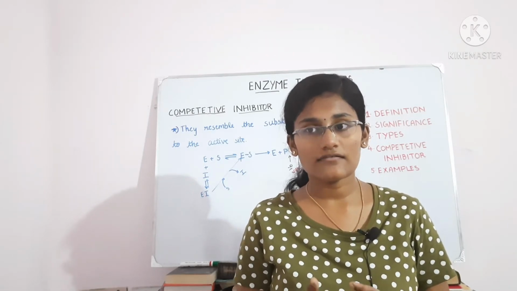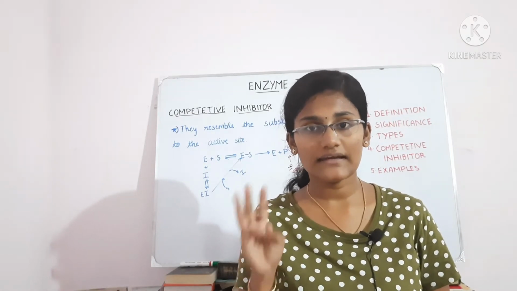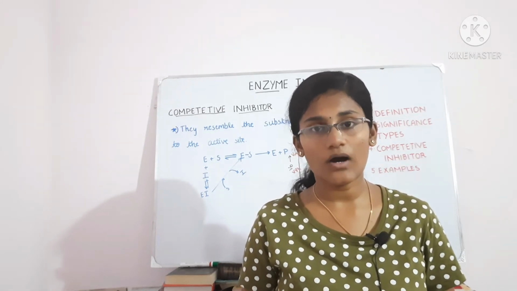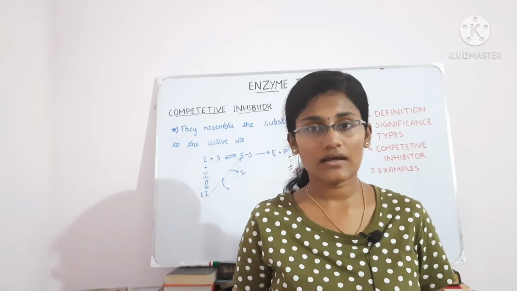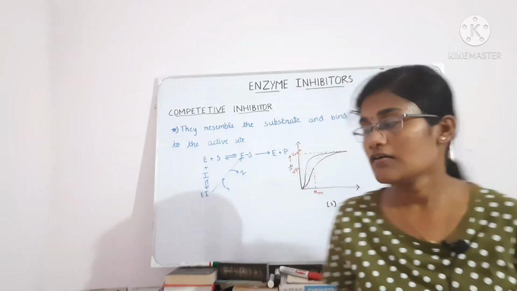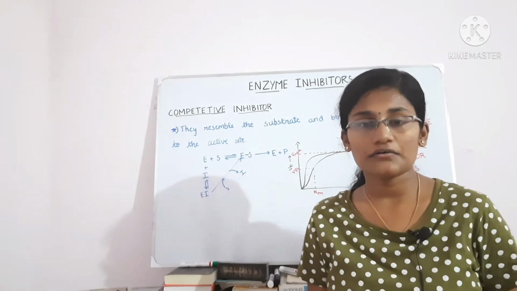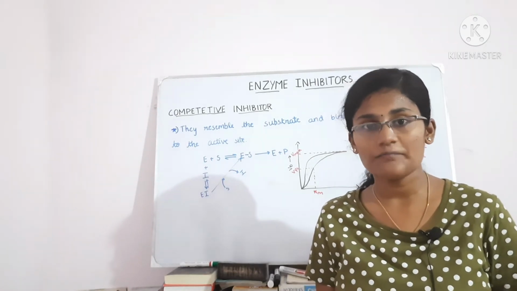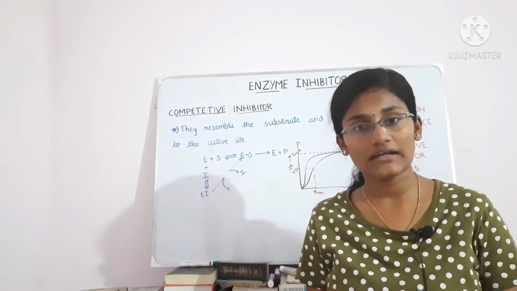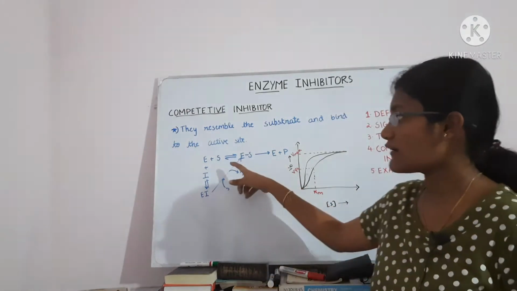So now let's talk in depth about the reversible inhibitors. As I already told you, there are three types under them: competitive inhibitors, non-competitive inhibitors, and uncompetitive inhibitors. Today we will be discussing competitive inhibitors and the examples of the competitive inhibitors. So competitive inhibitors resemble the substrate. They are the structural analog of the substrate, and they bind with the active site. So they don't allow the substrate to bind with the enzyme. Instead, they bind with the active site of the enzyme.